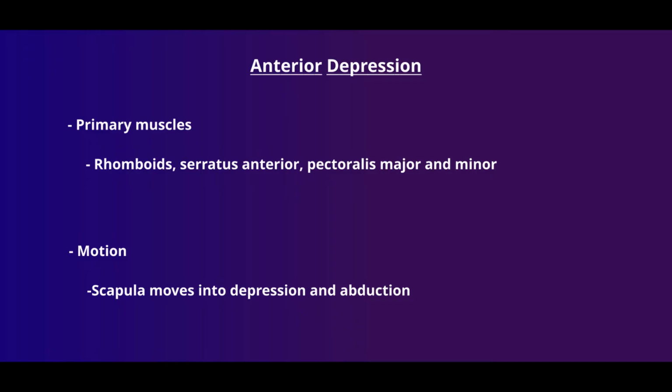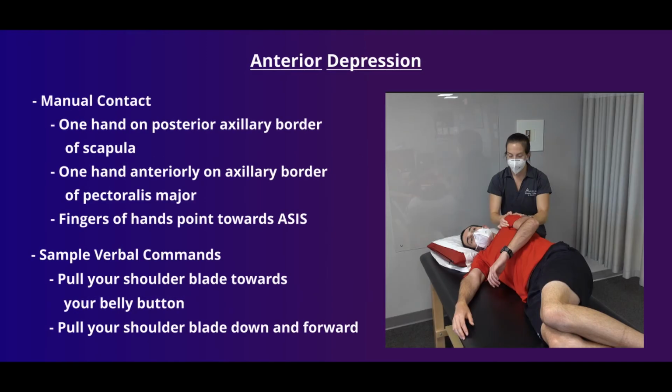The primary muscles being worked during anterior depression include the rhomboids, serratus anterior, and both the pectoralis major and minor. The scapula will be moving into depression and abduction, or down towards the ASIS. For anterior depression, one of the hands will be on the posterior axillary border of the scapula, while the other hand is on the anterior axillary border on the pectoralis major.